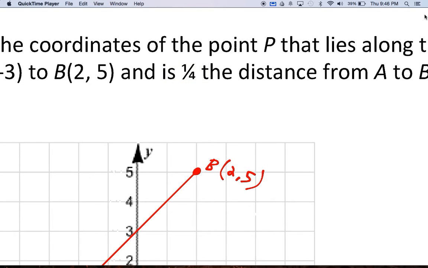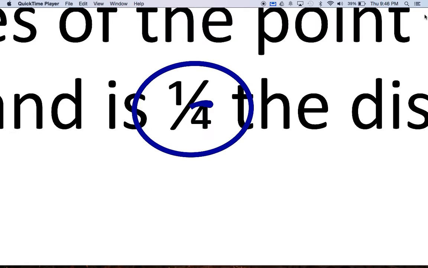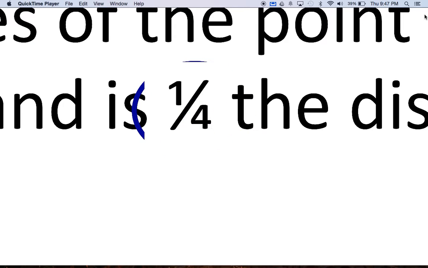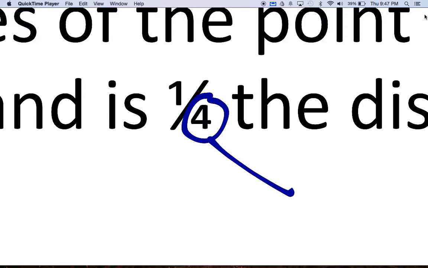Anytime you're given the ratio, we add those together, right? We had a 1 to 3 ratio, and so we added those together to get 4 total parts. But when you have a fraction like this, if you remember in a fraction, the denominator is the total, right? If you have 1/4 of something, you have 1 out of 4 total parts. So when you're given the fraction, the denominator is the total number of parts.